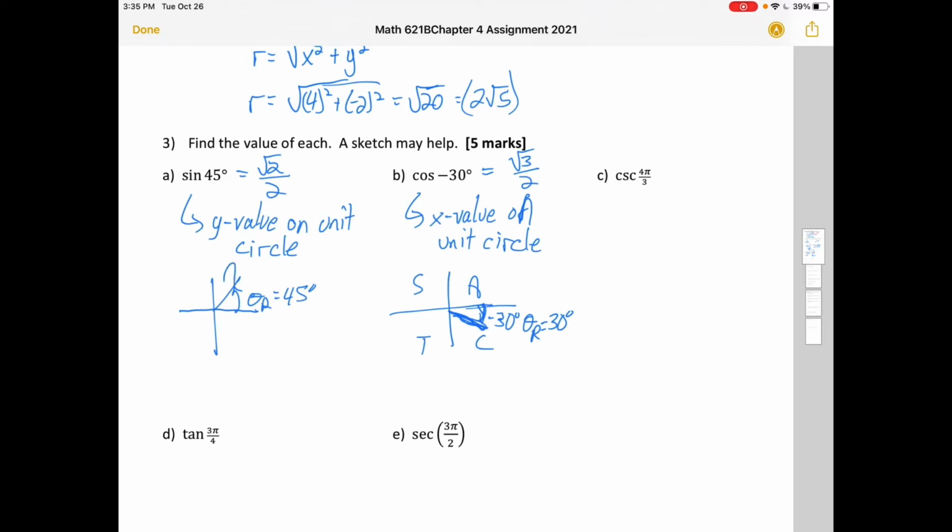Same within the last one. They're all positive in the first quadrant. Last one was pretty easy. Since we were just talking about stuff in the first quadrant, the unit quarter circle fully covers us.